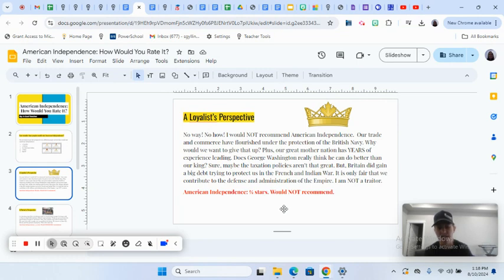Sure. Maybe the taxation policies aren't that great, but Britain did gain a big debt trying to protect us in the French and Indian War. It is only fair that we contribute to the defense and administration of the empire. I am not a traitor. American independence, 2 out of 5 stars.